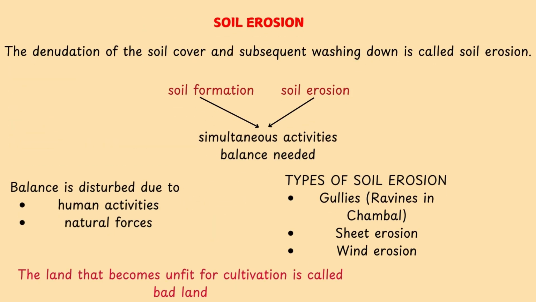What is meant by sheet erosion? When the top layer of the soil is erased by the water flows, then it is called sheet erosion. Wind erosion means the removal of the soil by the wind. So, wind erosion.